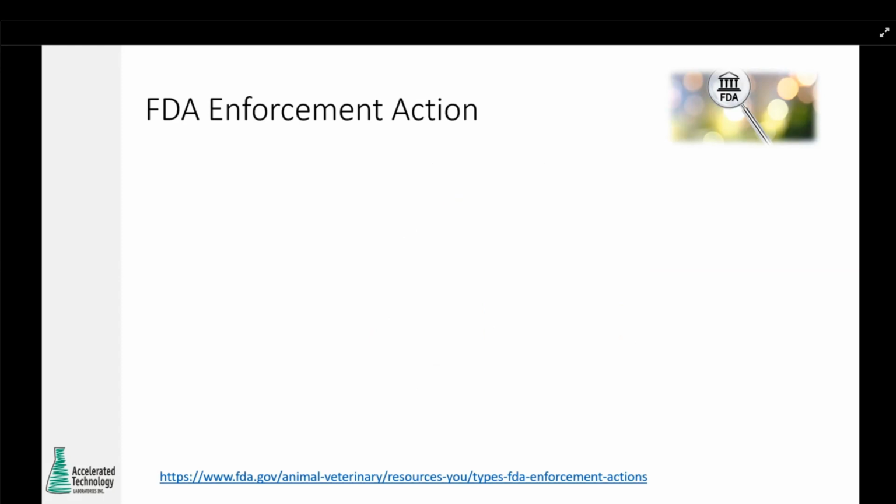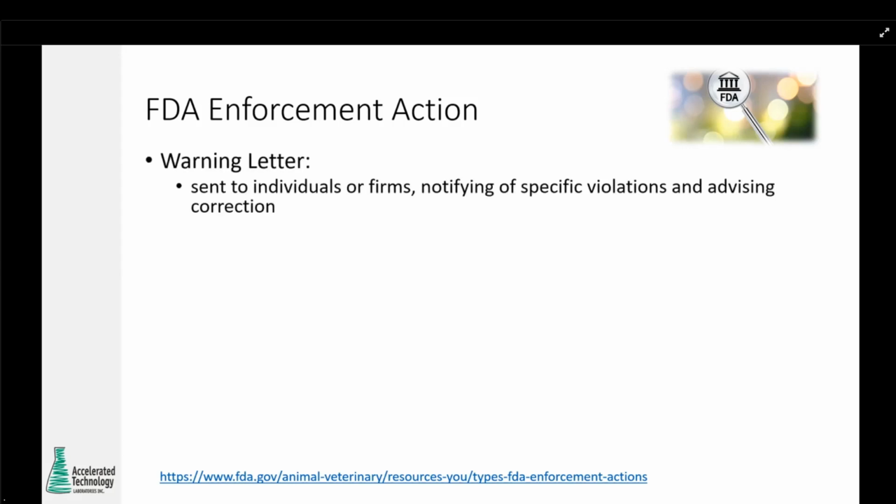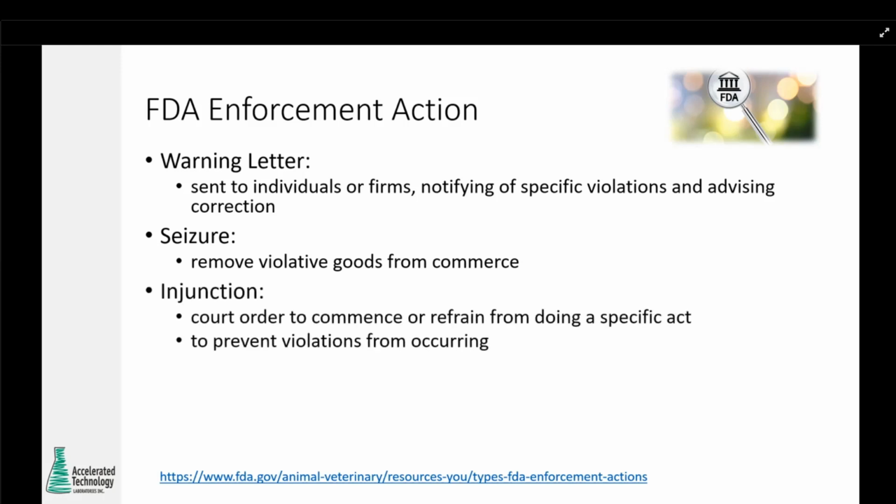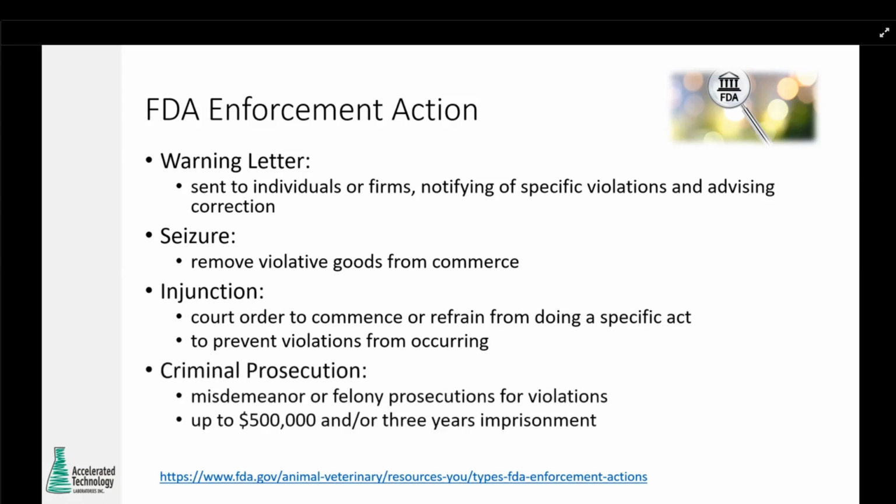Now we've talked about failures in data integrity. Now let's take a look at some FDA enforcement actions that can occur. First, there can be a warning letter that can be sent to individuals or firms notifying them of specific violations and advising correction. There could be a seizure, a removal of the goods from commerce. We see this with product recalls, whether it be in the food or pharmaceutical industry. Oftentimes you'll see some for over-the-counter drugs. There can be an injunction, a court order to commence or refrain from doing a specific act or prevent violations from occurring, and there can also be criminal prosecution.